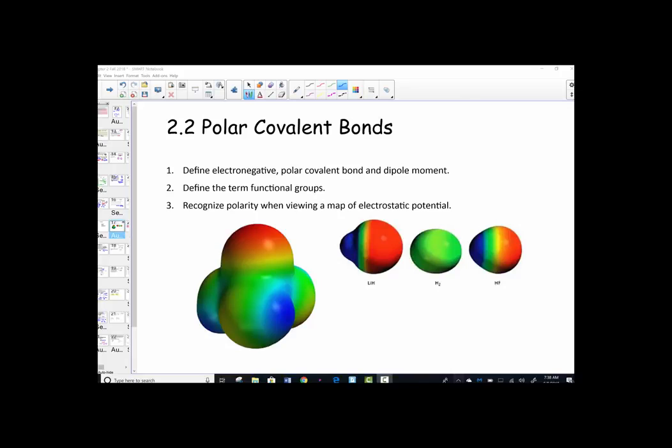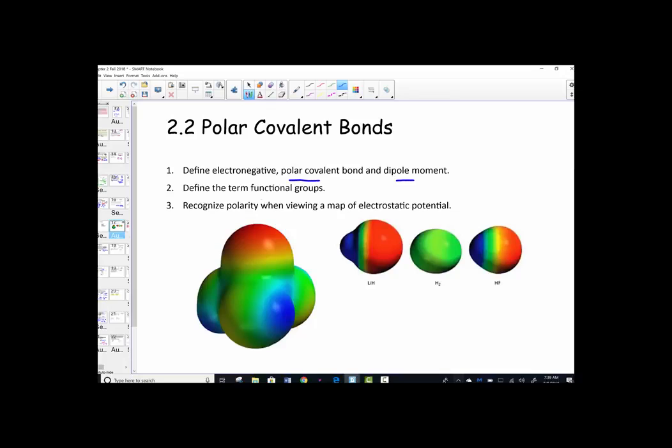In our second section of Chapter 2, Organic Chemistry, we're going to look at polar covalent bonds and the distribution of the electrons over the entire molecule, as well as in between two atoms sharing a pair of electrons. So we'll revisit the term electronegative. From there, we'll talk about polar covalent bonds and a dipole moment.